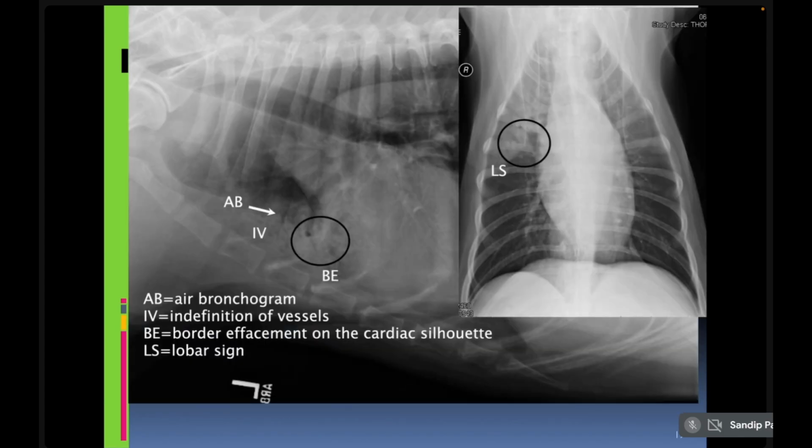Now let's go. So now we can clearly see air bronchogram is there and the lobar sign is there. The border, you can see there is a loss of border of the heart. The heart border is not clearly identified, and the vessels also are not visible. Then from this finding we can see alveolar pattern. That means the alveoli of this cranial lung lobe are having an issue, right?